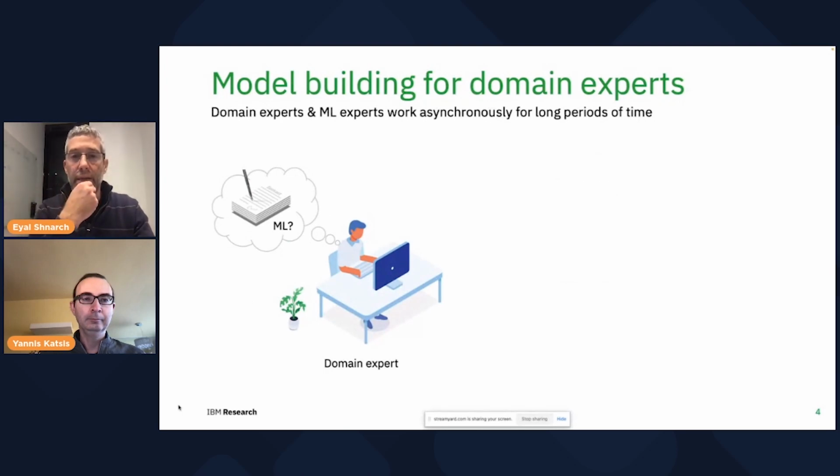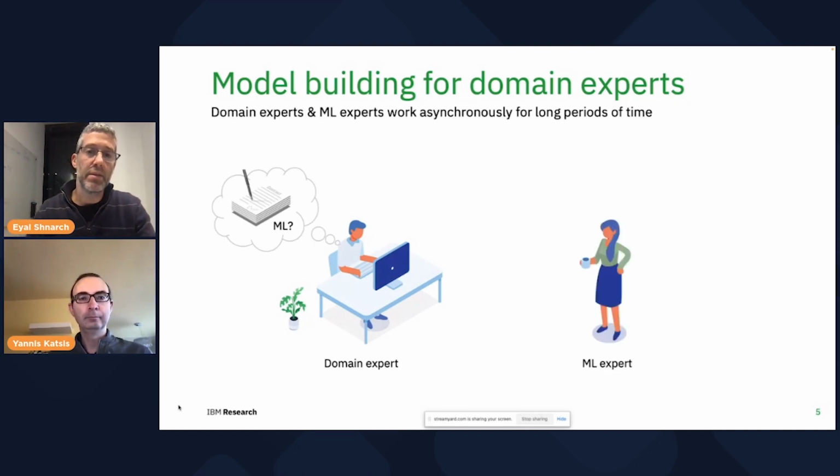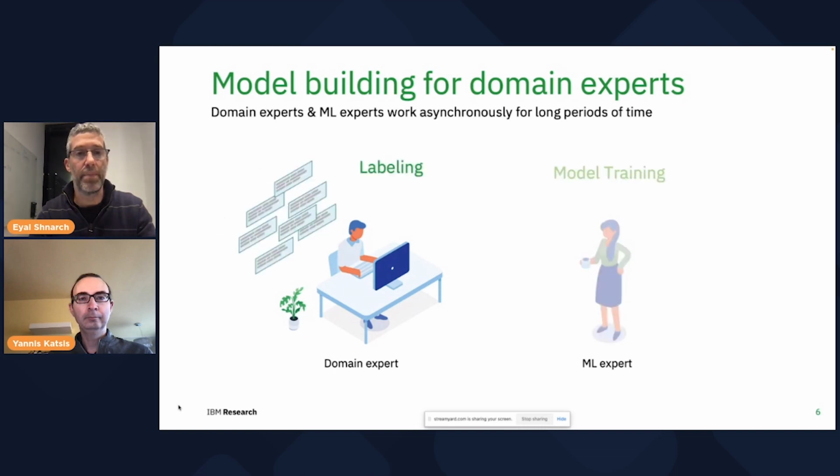Taking a step back, the general problem we are trying to solve looks like this. Domain experts have a large collection of documents whose text they need to classify through a machine learning model. Since they may not know machine learning, they typically reach out to machine learning experts. And this is where a week or even month-long process of asynchronous model building begins. The process typically consists of two alternating stages.